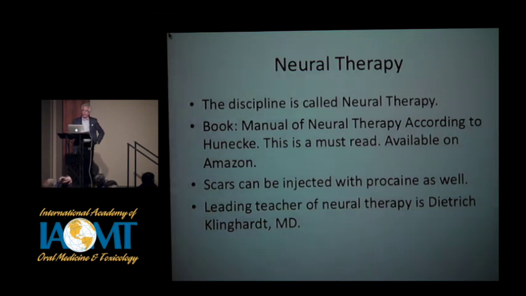There is a book called Manual of Neural Therapy According to Huneke. This book is a must-read. You can get it at Amazon. I got this book in the mid-1980s. I read it cover to cover. It is extraordinarily relevant to you. Now, the teeth are absolutely relevant, but this deals with the rest of the body.